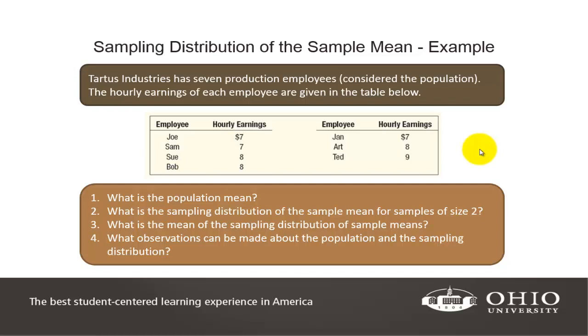So what we want to talk about is this distribution called the sampling distribution of the means. And what we want to know about that is what's the mean of that sampling distribution of sample means, and what can we say about how that relates to the different population parameters? And we're going to talk about that next.